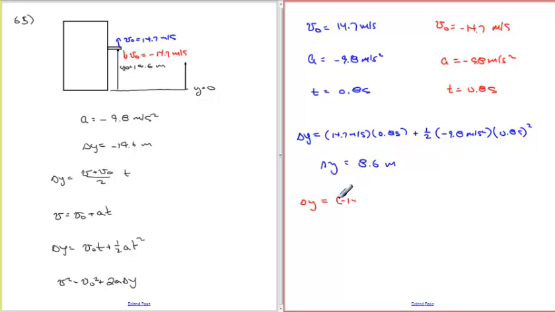If we do delta Y for the red, we have negative 14.7 meters per second times 0.8 seconds, plus 1/2 A T squared. So it's the same equation, but I'm going to change it to negative 14.7. And I get negative 14.9.